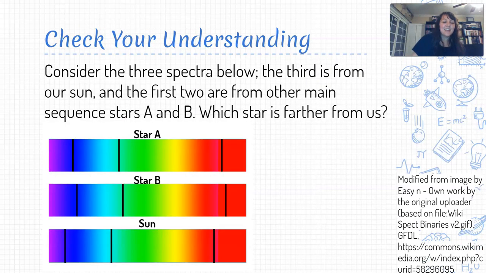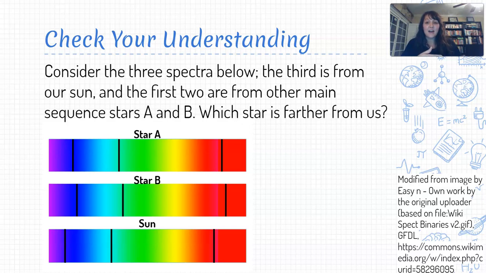Anyway, let's check in on your understanding. We've got 3 different absorption spectra from 3 different stars here. The one on the bottom is from our sun, nice and close to us. And then the other 2 are from 2 other stars, star A and star B. Taking a look at these spectra, what can you determine about how far away star A and star B are from us? Which one must be farther away?